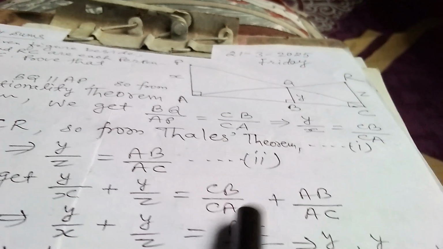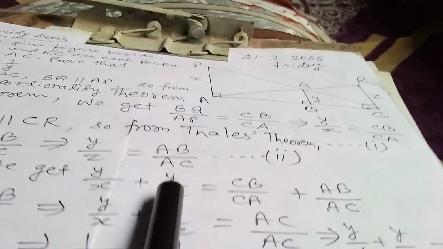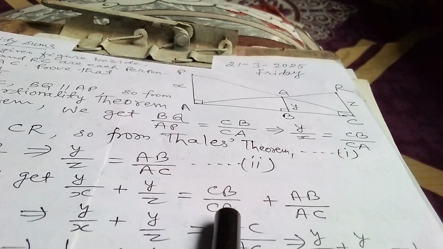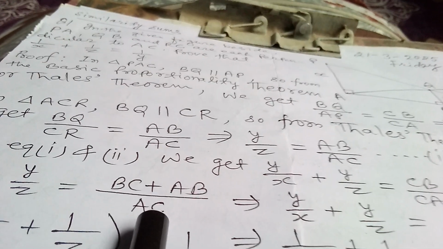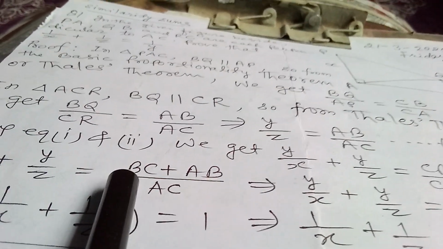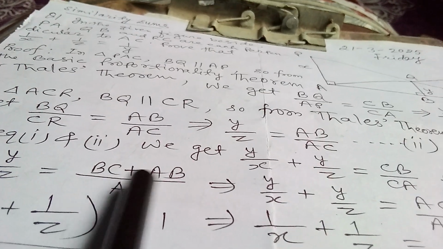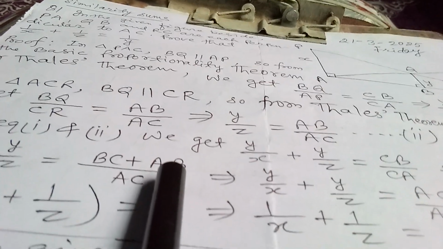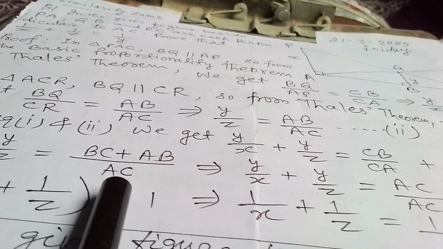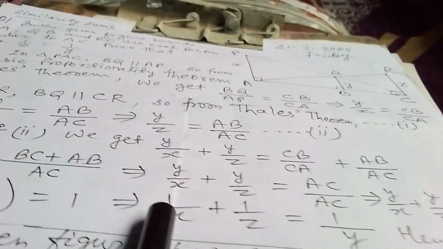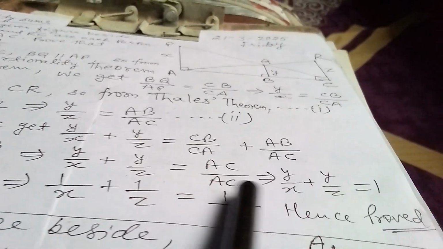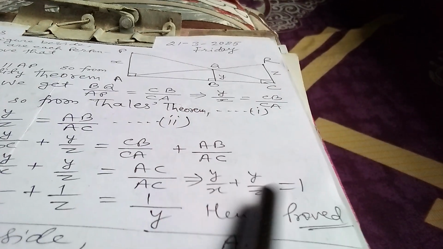What the equations we are adding, and then we get here Y by X plus Y by Z equals CB by CA plus AB by AC. CB can be written as BC and CA can be written as AC. So this implies Y by X plus Y by Z equals, here we find LCM. LCM is CA or AC. And in the numerator it is BC plus AB. BC plus AB you are adding, then you will get AC. Then AC by AC we get, and that equals 1. So Y by X plus Y by Z equals AC by AC, and this implies Y by X plus Y by Z equals 1.